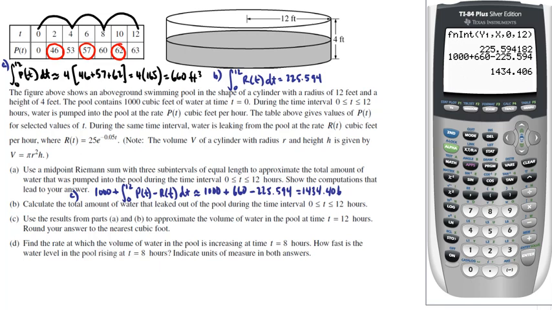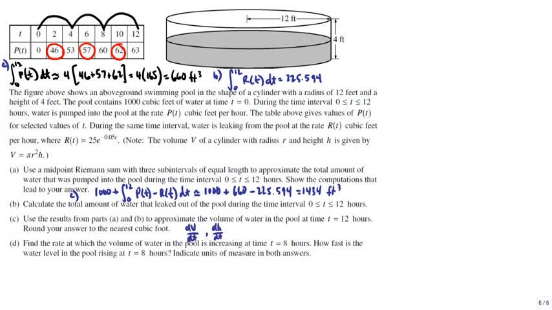All right, next, find the rate at which the volume of water in the pool is increasing at time t equals 8 hours. How fast is the water level in the pool rising at t equals 8 hours? Indicate units of measure in both answers. So we're looking for dV/dt, the rate of change of volume with respect to time, and we're looking for dh/dt. We'll start off with our volume equal to pi r squared h, but here the radius is a constant 12 feet. And so we end up with 144 pi h. We take the derivative of both sides with respect to t.